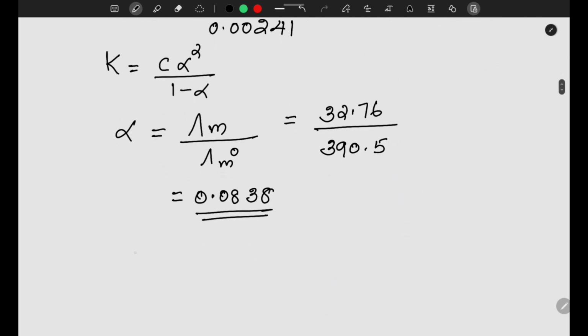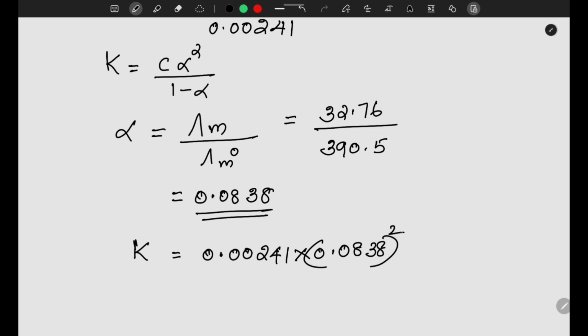Now K is equal to C alpha square by 1 minus alpha. Here, 0.00241 into 0.0838 the whole square by 1 minus 0.0838. When we simplify this, we will get 1.86 into 10 raised to minus 5.